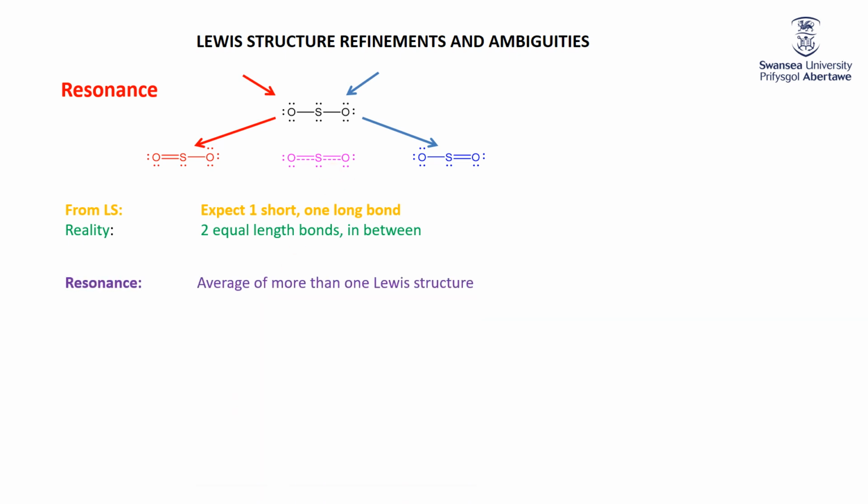Resonance is where you have an average of more than one Lewis structure. It's very important that the central atoms have the same electronic structure. What I mean by that is that the sulfur in these resonance forms, as well as in the average structure, has a lone pair and is bonded to the two oxygens. The oxygens, the terminal atoms, we don't care about them. If you notice, here this has two lone pairs, over here the left-hand one has three lone pairs. We don't care about averaging those terminal atoms in terms of their lone pairs.